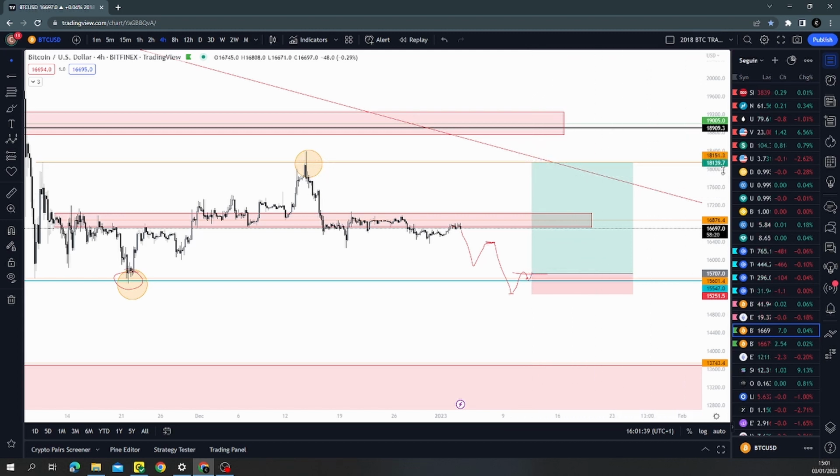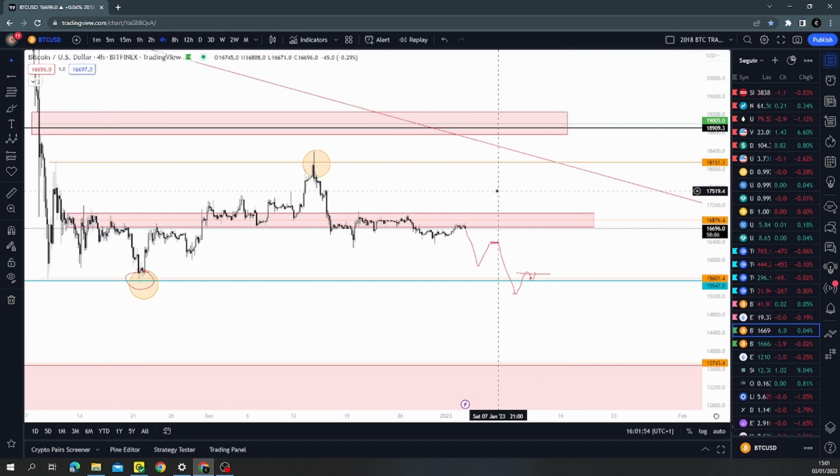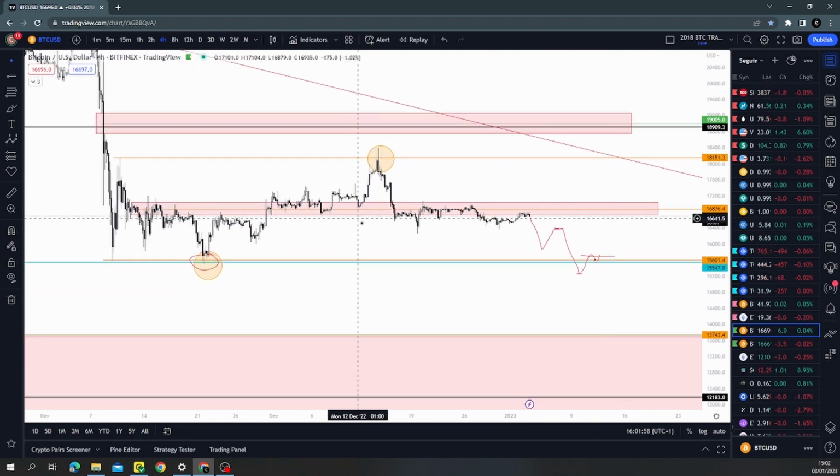Around 18,000. First target is going to be 16,700. Second target is going to be 18,000, okay? This is the case, this is the trade to go long.